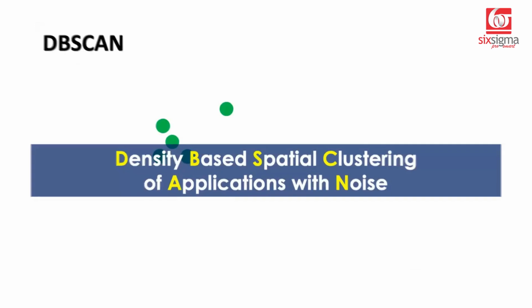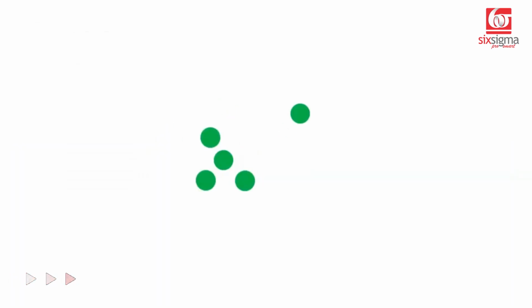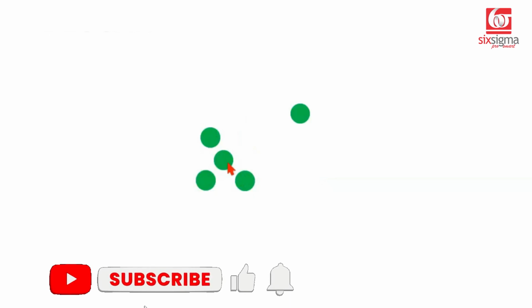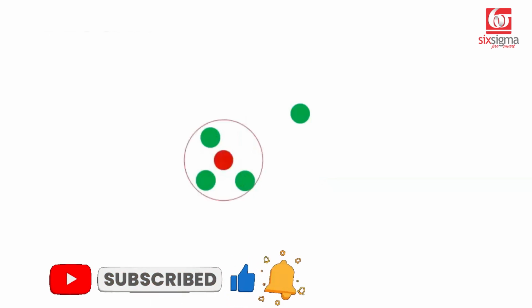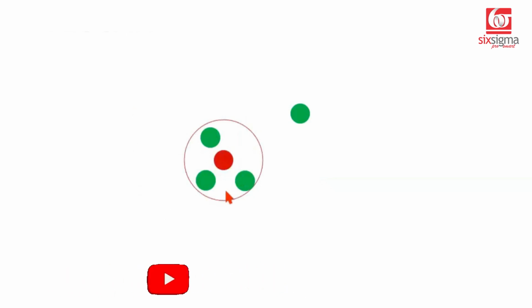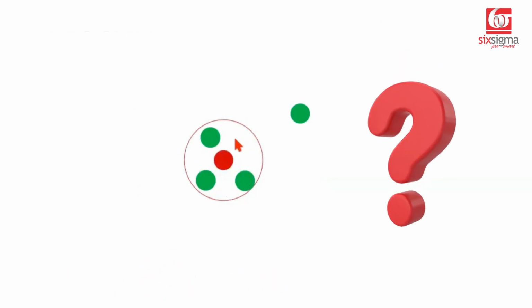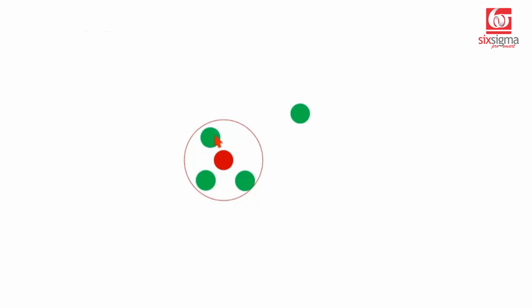So let's get started. Let's say we have some points in a multi-dimensional space. Let's take this point for instance. If we draw a circle of a certain radius around this point, like this, can we find out how many points are there within this radius, or at least intersecting the radius? So we see there are in total 4 points, including this point itself. A point which satisfies having a certain number of minimum points around it is called a core point.